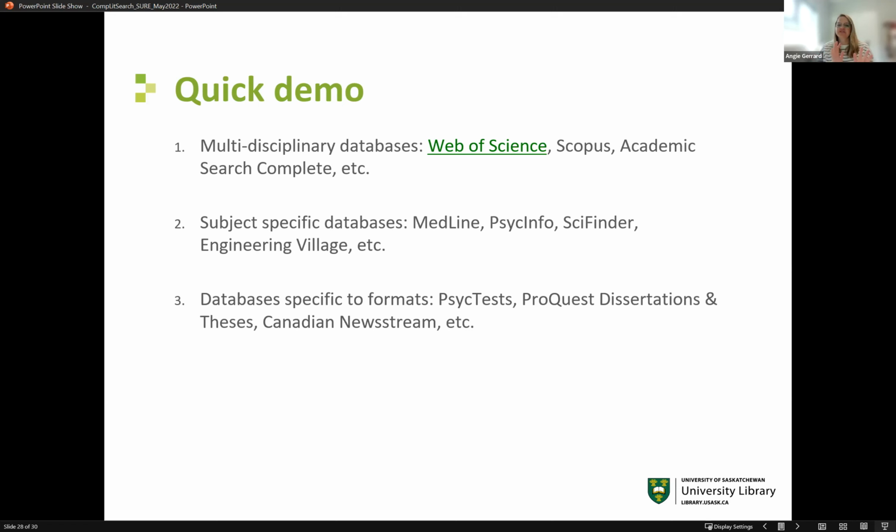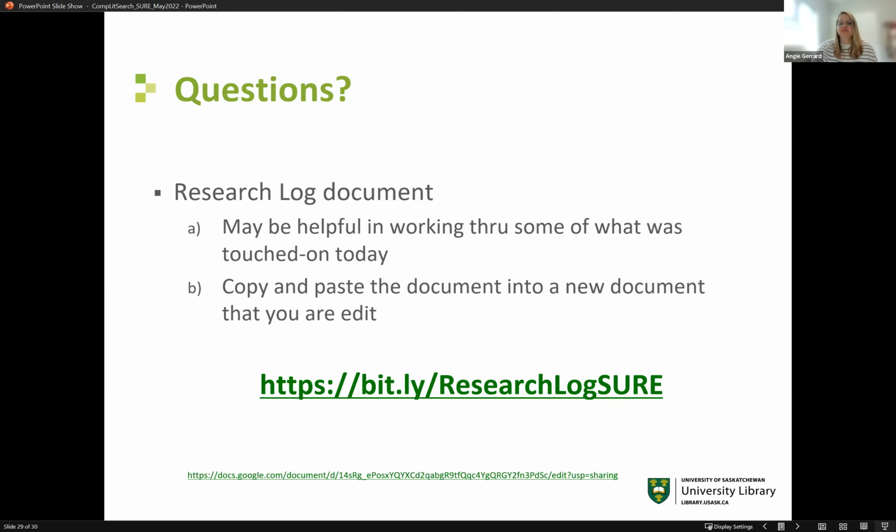I just wanted to show you that there are lots of different multidisciplinary databases, subject-specific databases, and databases that go beyond just journal articles. So for instance, if you're looking for newspapers, psychological tests, or dissertations. I don't expect anyone to know all this, but it's the idea of understanding that it's a vast landscape, and you're not expected to know that. Contact your librarian and we can help you with that.